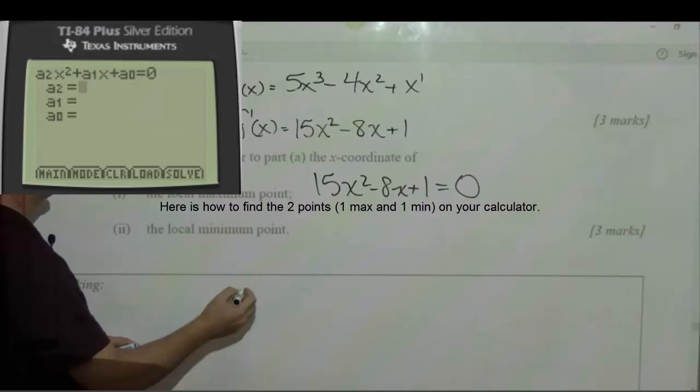So I can go there. Again, we had 15x squared minus 8x plus 1. Those are the coefficients. And now I just need to solve. And there we get the same result, 0.33 and 0.2. 0.2 would be the maximum because it came first, and then 0.33 the minimum because that's when the curve then started to go up again.